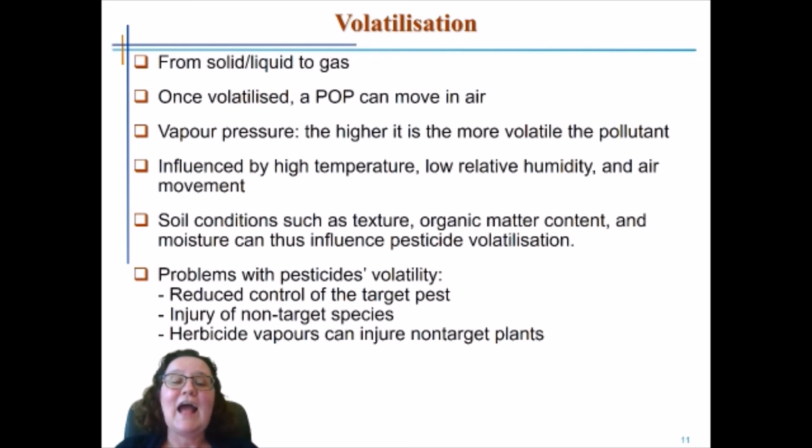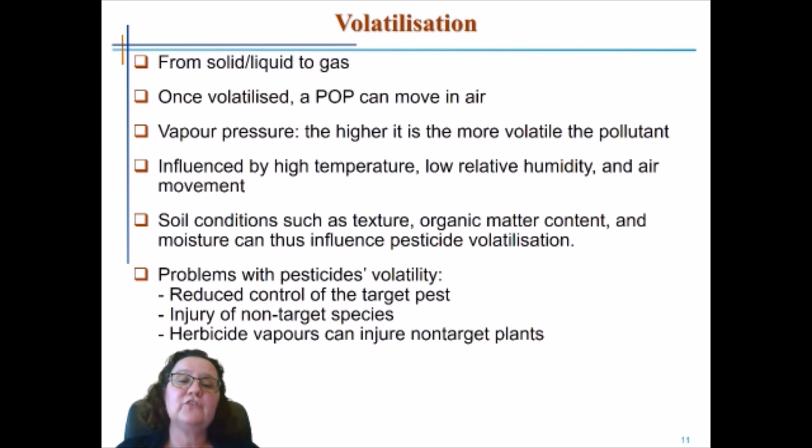In general, the higher the vapor pressure, the more volatile it is, the easier it is to become gas, to get into a gas form. Their volatility is also influenced by the temperature and the humidity of the air and the air movement. For example, winds help them move across long distances. High temperature makes them more volatile, and low relative humidity, dry air, again makes them more volatile. If the air is very saturated with water, it will be difficult for the pollutant to get into gas form.